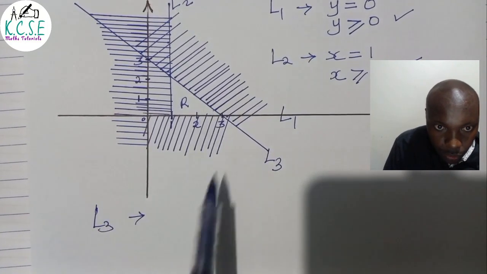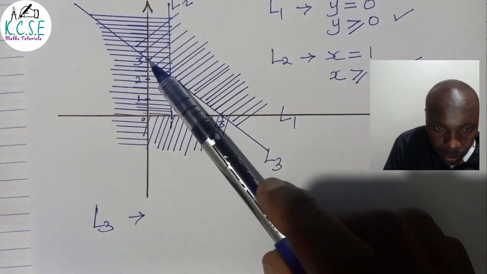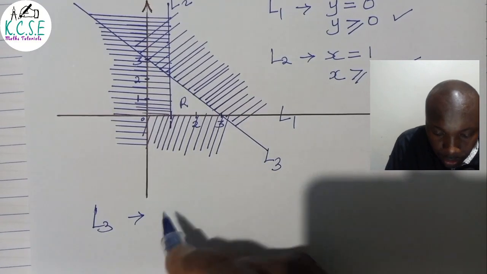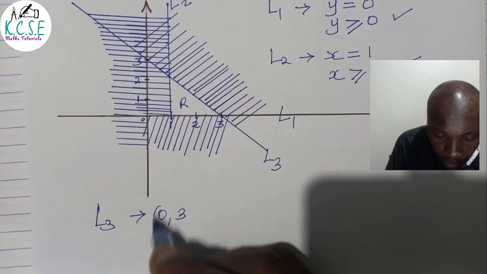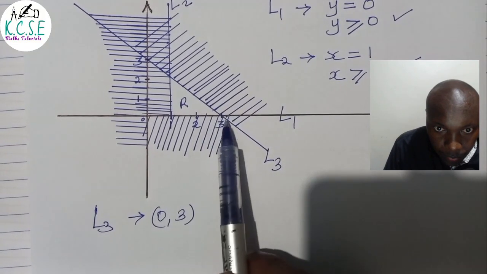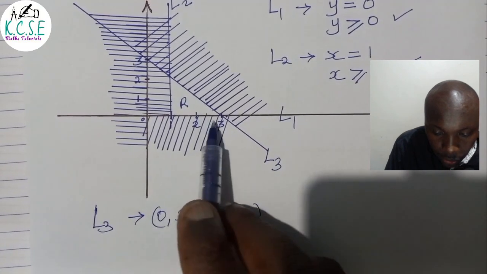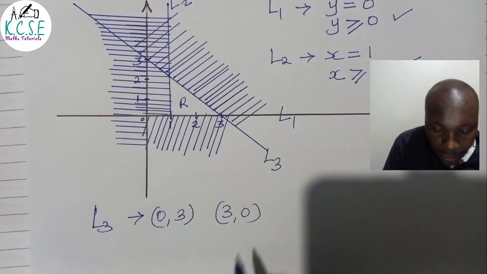Now to get the equation, we need 2 points. The first point is here. This point is (0, 3), and then the other point is here. This point is (3, 0). So identify any 2 points on that line, then get the equation.